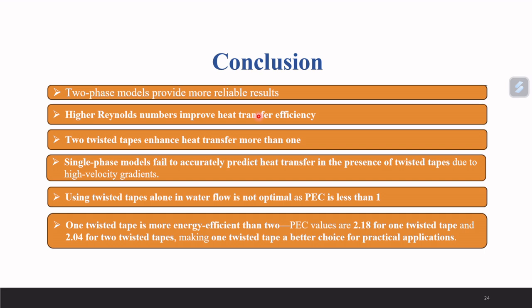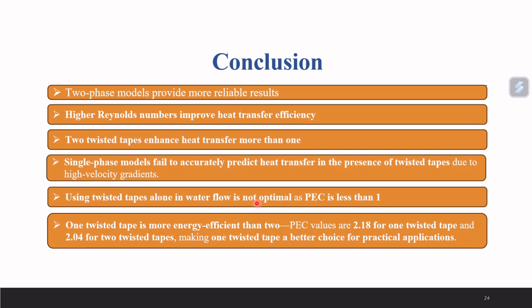One twisted tape is more energy efficient than two. The performance evaluation criterion value is 2.184 for the one twisted tape and 2.04 for the two twisted tapes, making one twisted tape a better choice for practical application. While the twisted tape and nanofluid significantly improve heat transfer, they also increase the pressure drop, which must be considered in the system design. The two-phase model is the best approach to accurately predict nanofluid behavior.